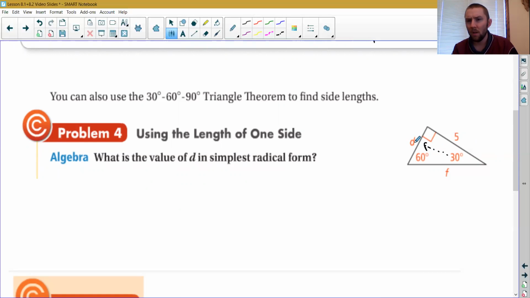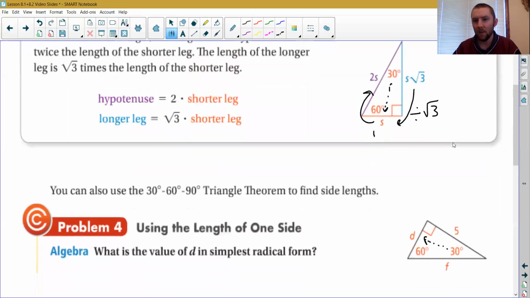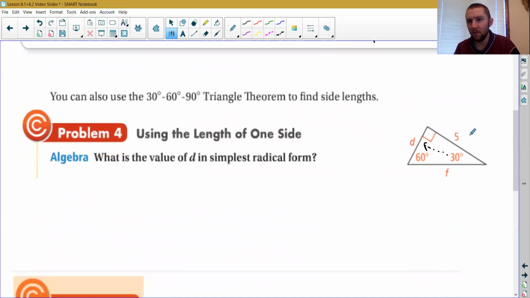So I know the longer of the two legs. I don't even know the hypotenuse length. I know the longer leg. Remember that this was the one that was multiplied by radical 3. So if I want to find the value of the shorter leg, I need to take this longer leg and unmultiply by the square root of 3. I need to divide by the square root of 3. So what I can do is take the 5 and divide it by radical 3.